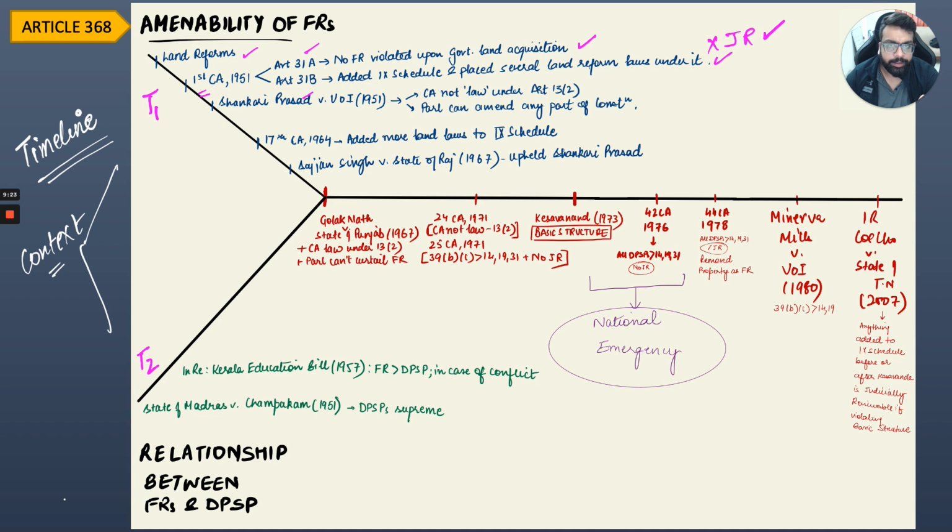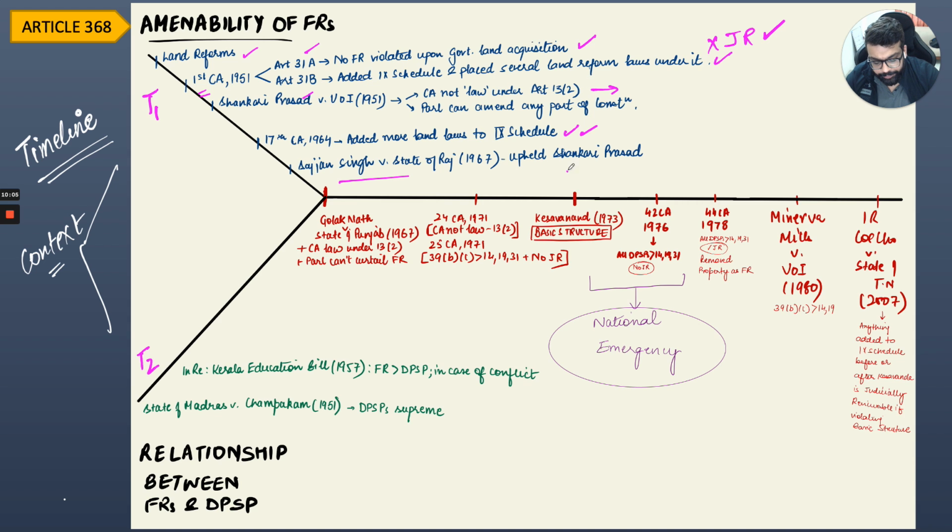This was, of course, challenged in Shankari Prasad, in which the Supreme Court said constitutional amendments are not law under Article 13 clause 2. And by the way, this is still the case. Even today, constitutional amendments are not law. It's just that they're subject to basic structure. And second, the Supreme Court also said the Parliament can amend any part of the Constitution. Then a few years went by, the government added a few more land laws to the ninth schedule under the 17th constitutional amendment, which then, of course, was challenged in the Sajjan Singh case in 1967, wherein the Supreme Court upheld Shankari Prasad's judgment.